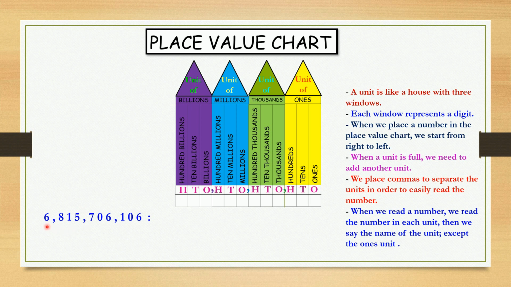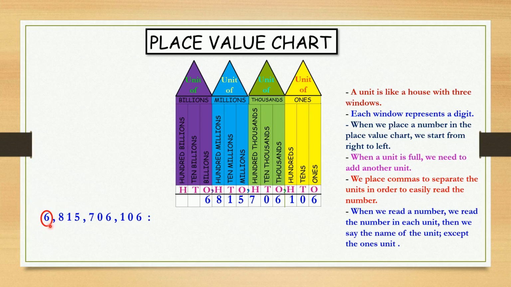For example, let's place this number in the place value chart and read it. We place it from right to left, not from left to right. We don't start placing the 6 from the left. Be careful. So let's read it. We read each unit separately. We start from left to right, starting with the 6.